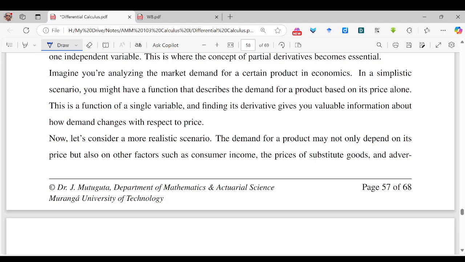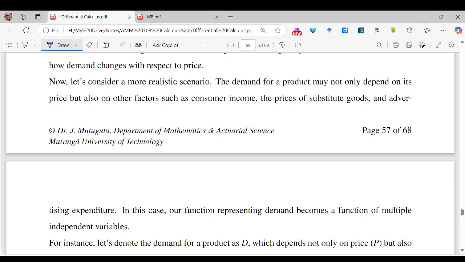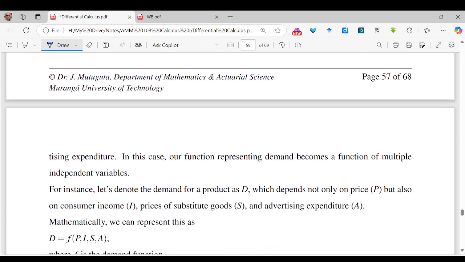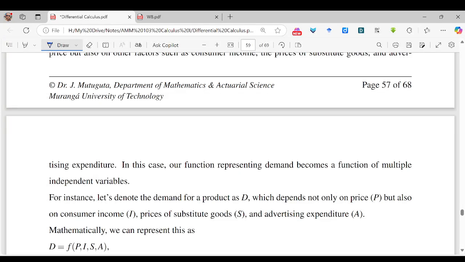If people are earning more, they may tend to consume certain products, but if they earn less, then they may tend to change what they are consuming. Also, another important factor that may affect the demand of a product is the advertising expenditure. Because if you don't advertise your products, people are likely not to know about them, and therefore they may not buy. The more money you spend on advertising, the more that may have an effect of increasing the sales.